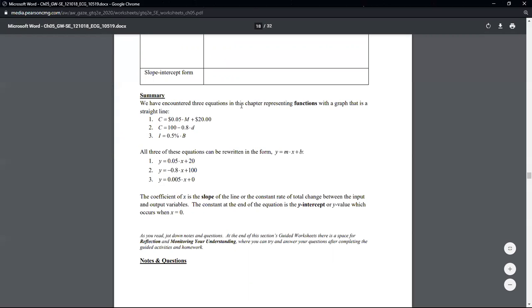And you might say, well, hold on, number 2, they swapped the order. Well, we just talked about that in that very last example we just did, that 100 minus 0.8x is the same thing as negative 0.8x plus 100. Oh, Mr. Beckner, this is 0.5% and this is 0.005. Well, 0.5% converted to a decimal is that.